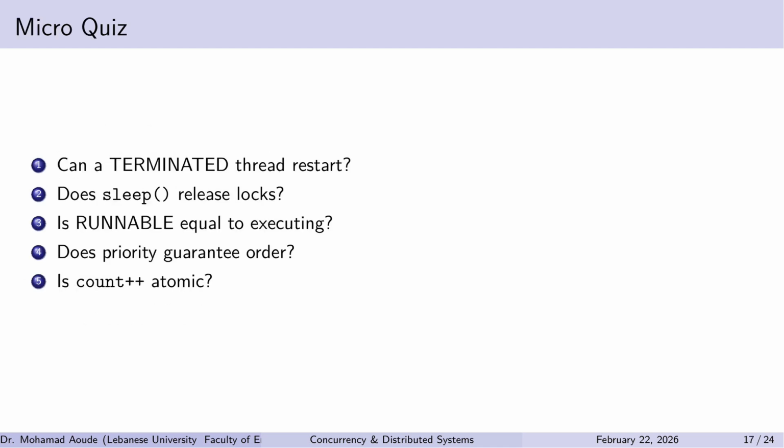Quick precision check. Can a terminated thread restart? No. Does sleep release locks? No. Is runnable equal to executing? No. It means eligible to run. Does priority guarantee order? No. And is count++ atomic? No. It's multiple operations. These are the kinds of misconceptions that create production bugs.